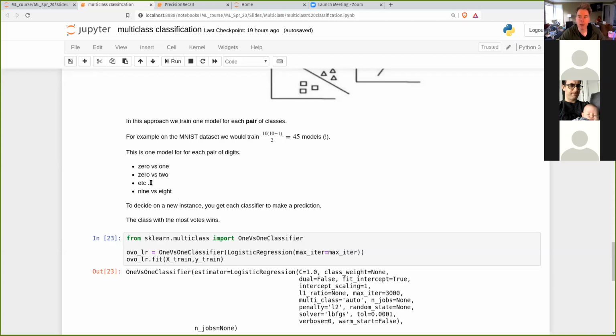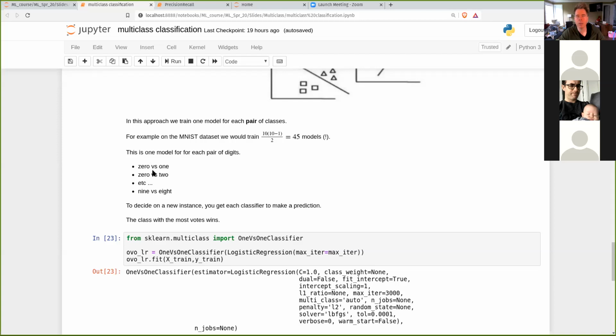Let's just say that you give it a new instance and it's a 3. Most of these classifiers don't have anything to do with 3. So of the ones that do have to do with 3, how many is that? There are like 10 of these that have to do with 3, right?